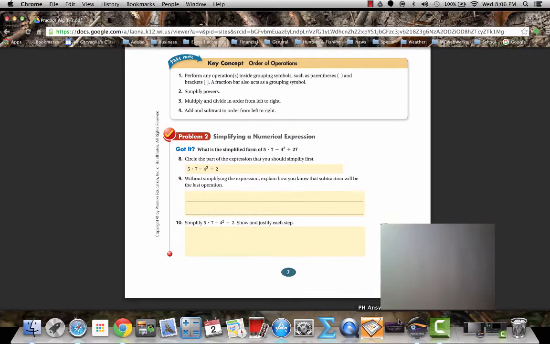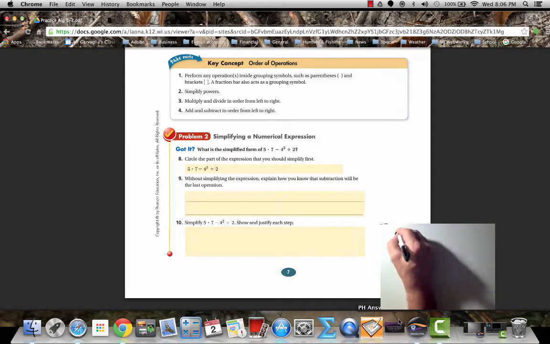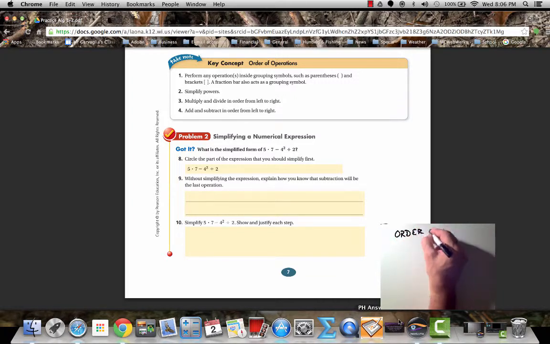The last part of this section is going over order of operations. Order of operations you may have heard before, but we're going to add a little bit more to it. Order of operations is like this.